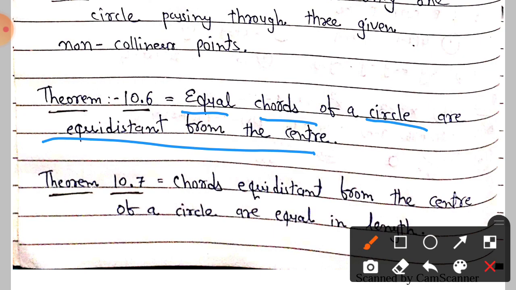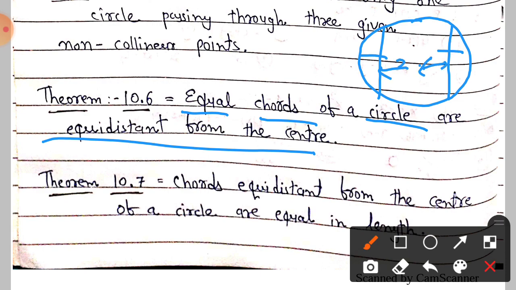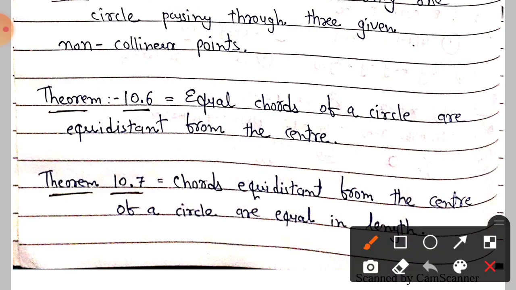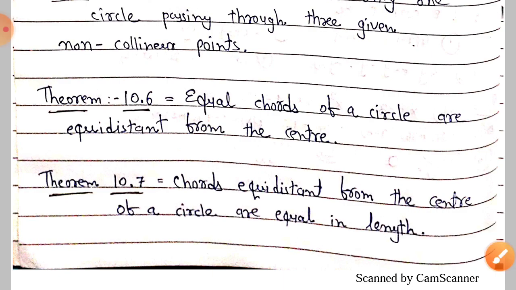Correct? Suppose I have drawn a circle and made 2 chords, and if the lengths of these 2 chords are the same, then the distance is also the same. Correct students? This is your theorem number 10.6. Now 10.7, it is a converse of theorem number 10.6, that is, chords equidistant from the center of a circle are equal in length. Correct?